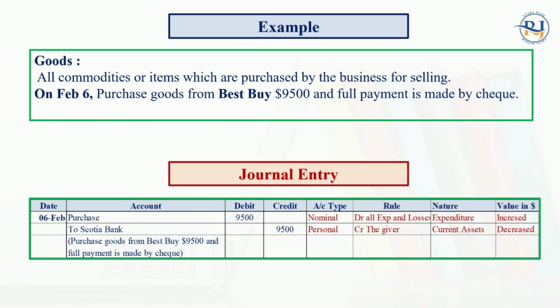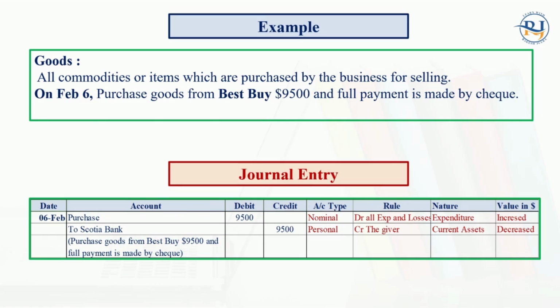On February 6, purchase goods from a Best Buy company, $9,500, and the full payment is made by check. In this transaction, there are three elements. The first one is purchase, the second one is Best Buy, and the third one is check. Right? Check means bank. In this example, we consider the name of the bank to be the Scotiabank. So from all these three, two elements will come under the journal entry.